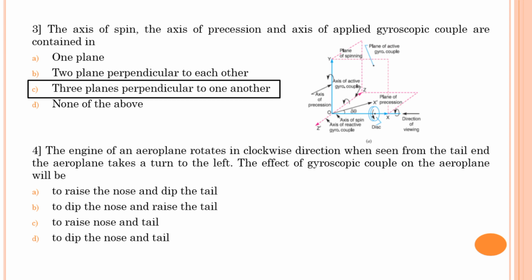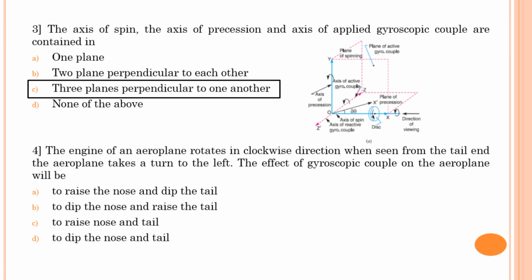Next: the engine of an aeroplane rotates in clockwise direction when seen from the tail end, and the aeroplane takes a left turn. The effect of the gyroscopic couple on the aeroplane will be? The options are: raise the nose and dip the tail, dip the nose and raise the tail, raise the nose and tail, dip the nose and tail.